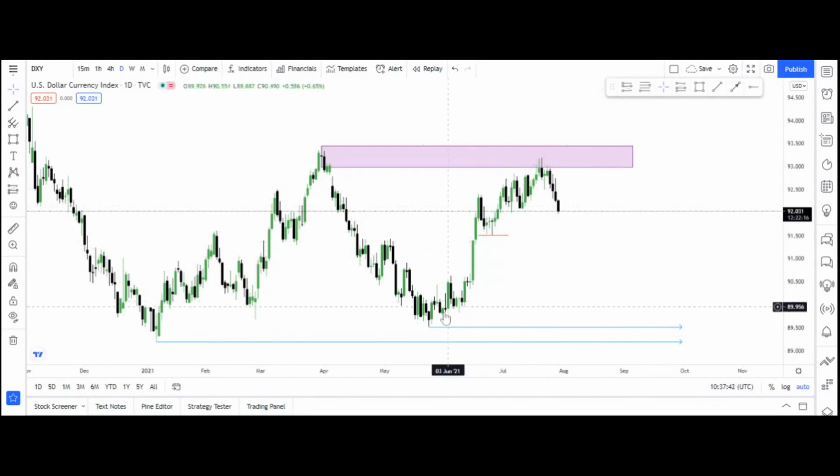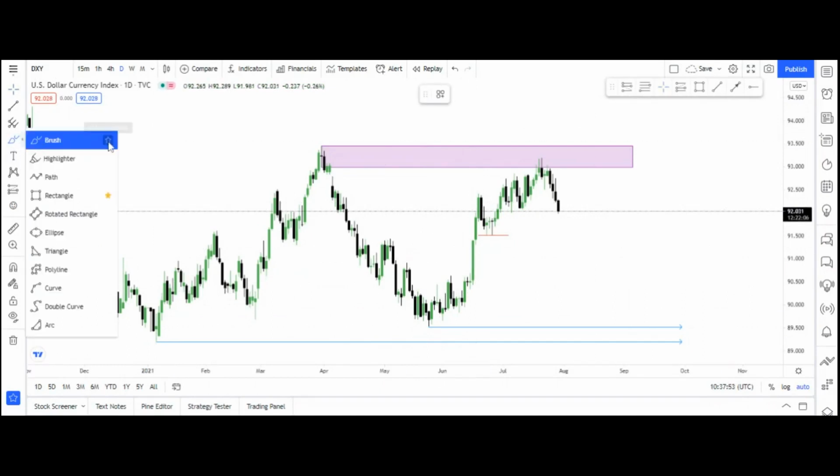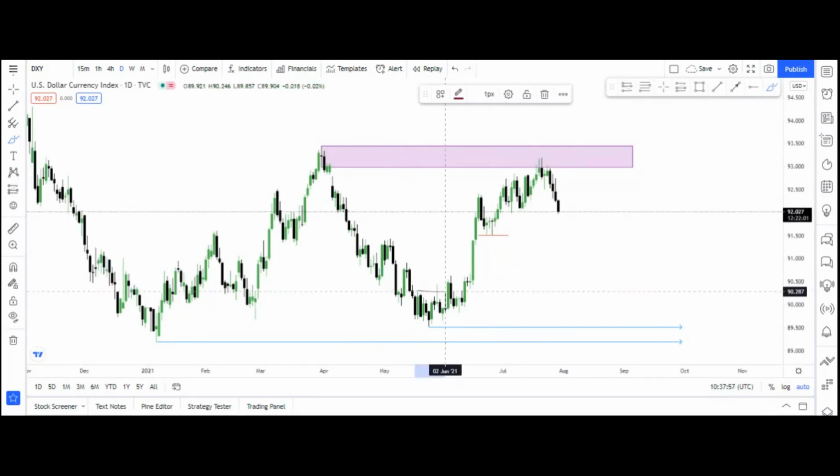Now we had the previous order here and we broke market structure. I really don't want to mark out, I'll just use doodles today. I'll just use the brush to mark out. So we had orders right here and we broke market structure from that order. Okay, we broke market structure there.